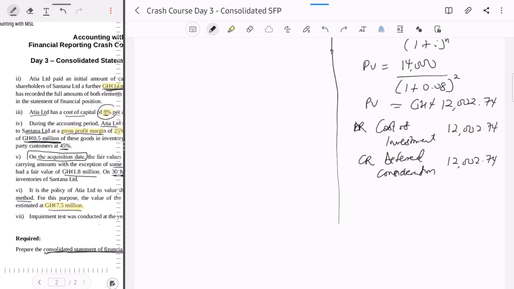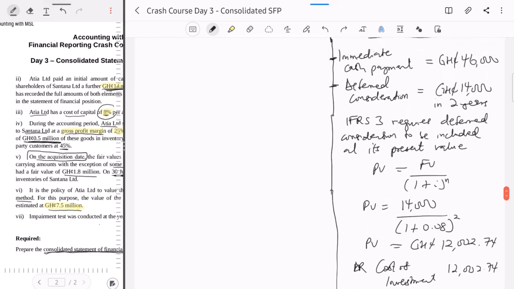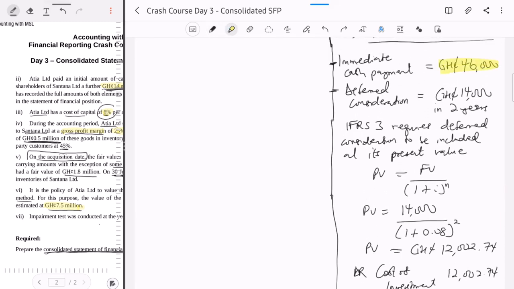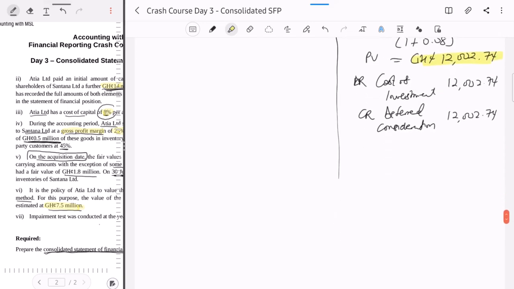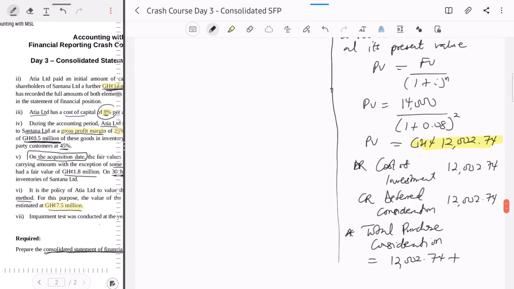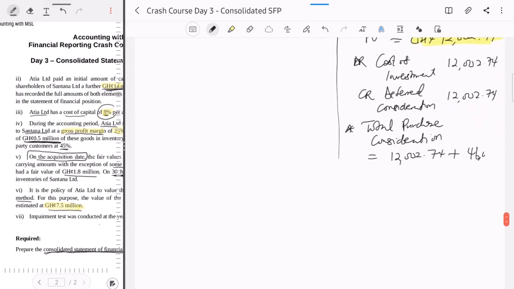So we can conclude that our total purchase consideration would therefore be what? The cash payment of 46,000 plus what? The present value of what? The discounted one of what? 12,000, right? So we can say here that total purchase consideration will equal what? Our 12,002.74 plus what? 46,000, right? So plus 46,000. This will give us what?